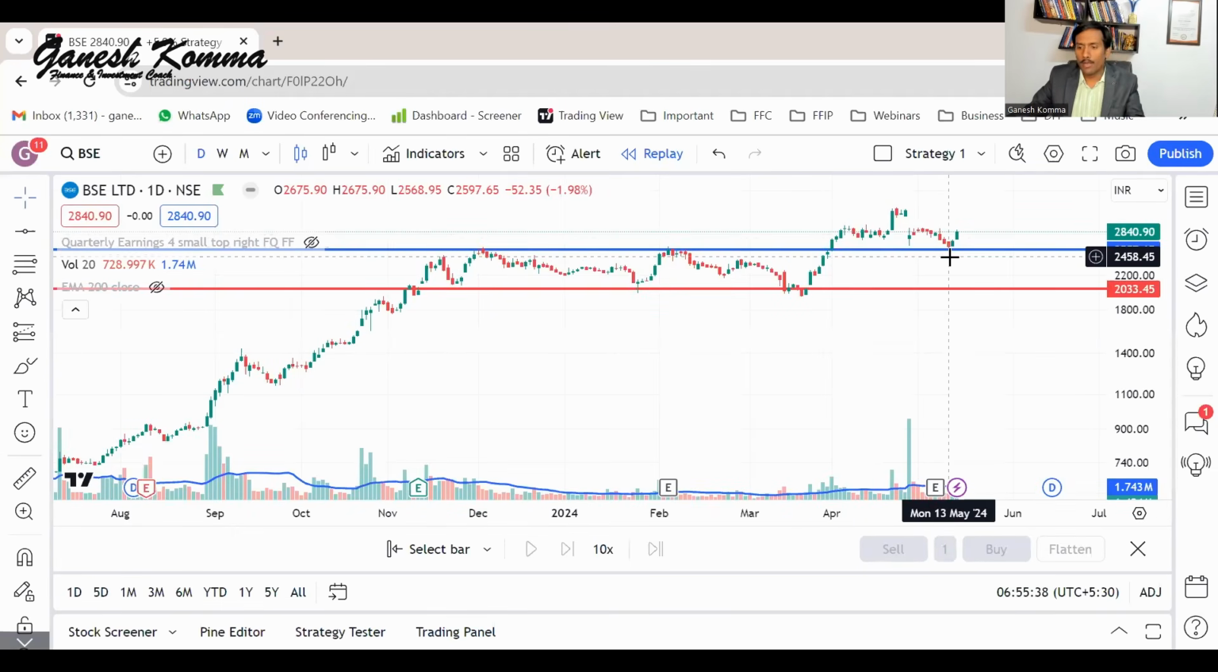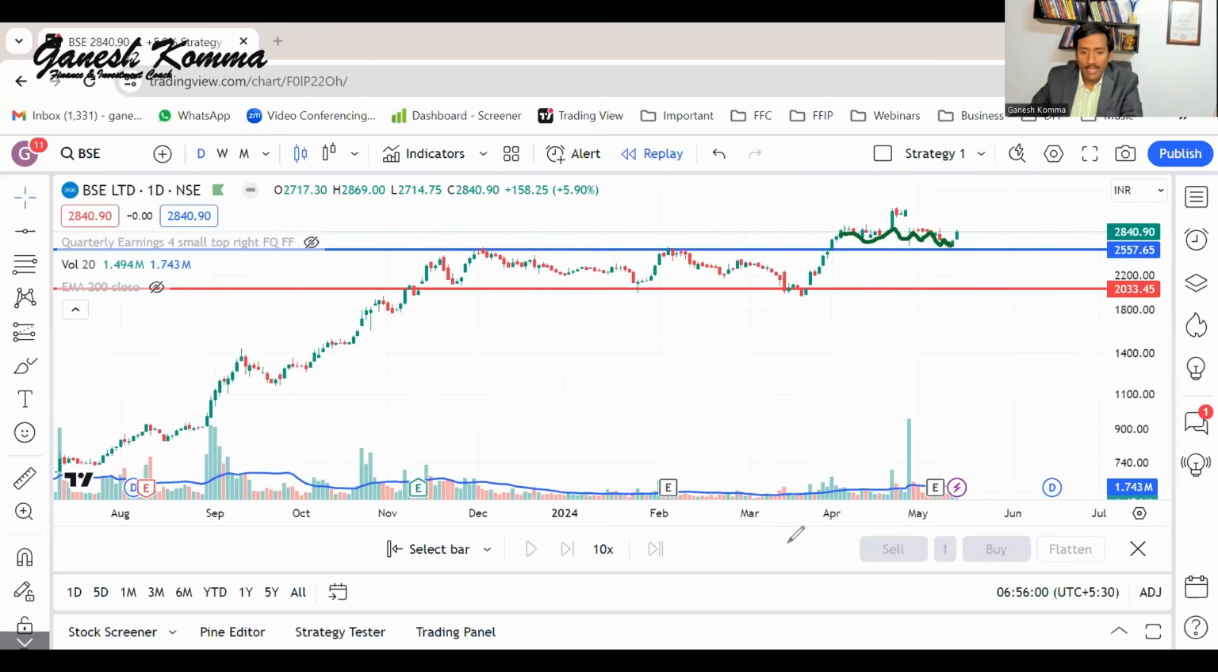Again, on 13th May, it has made this line as its support. From 1st April, it has moved almost till 8th, 9th April. Again, it has been flat.